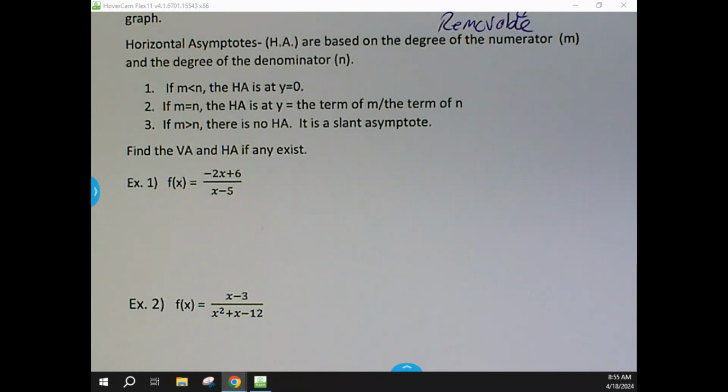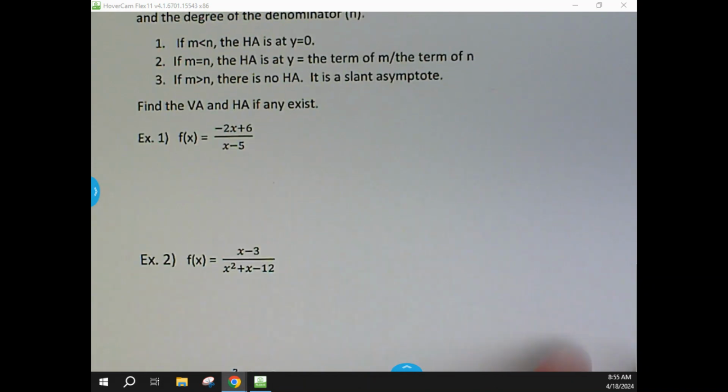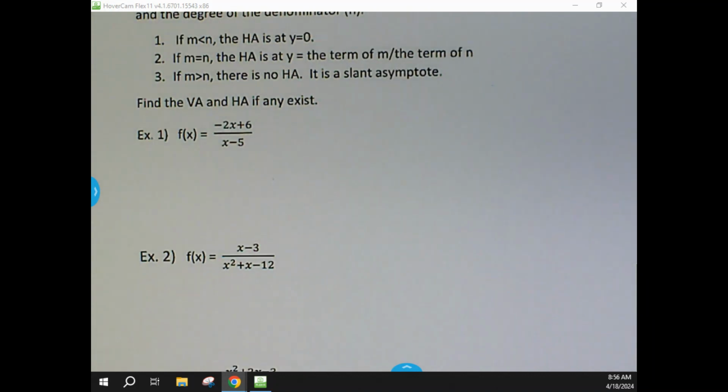So number 1. We're going to find the vertical and horizontal asymptotes, if any exist, and then we'll do a quick sketch a little bit later on. Right now, we're just going to make sure we've got these, and then we'll actually sketch some on the back side and get some graphs of these. But right now, we're just making sure everybody's okay finding vertical and horizontal asymptotes.